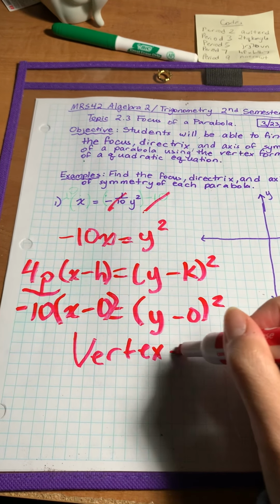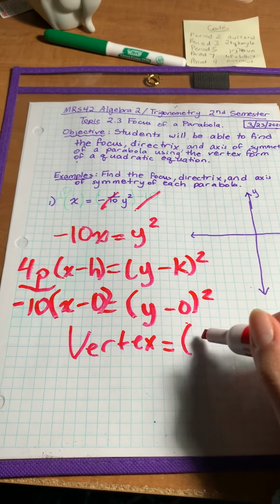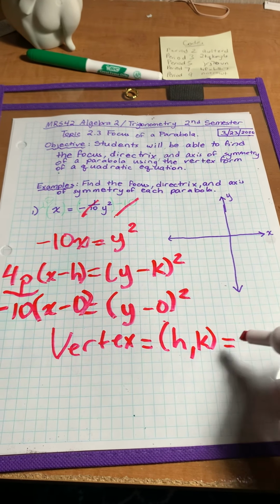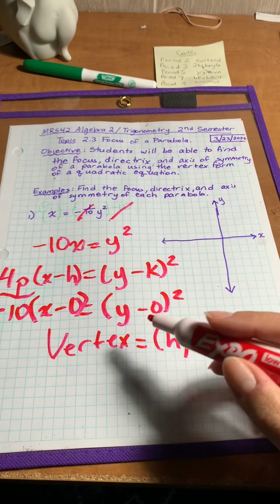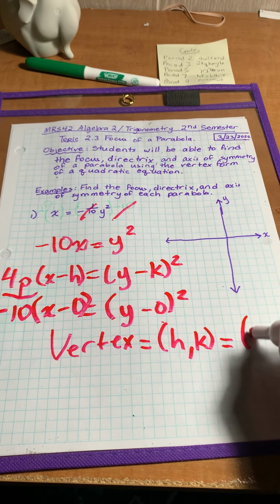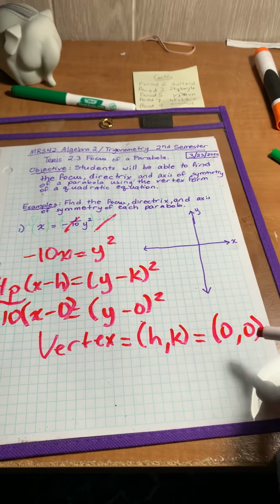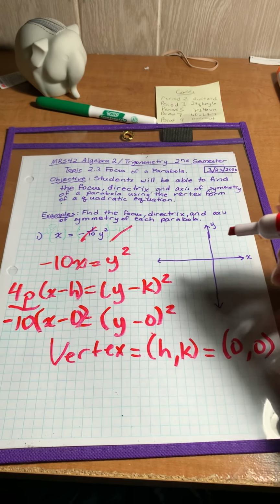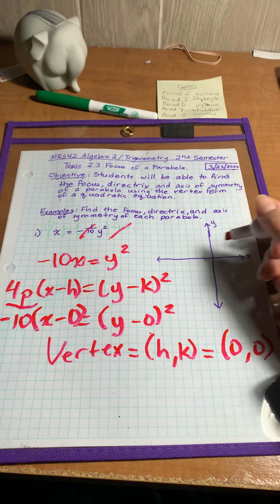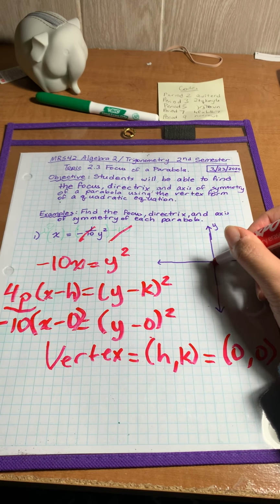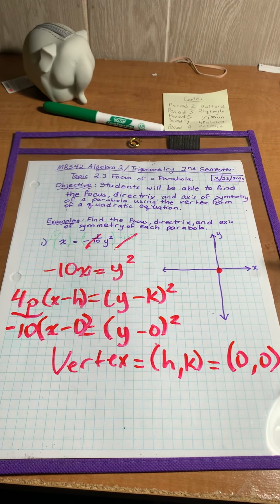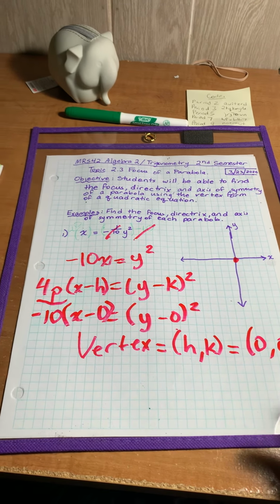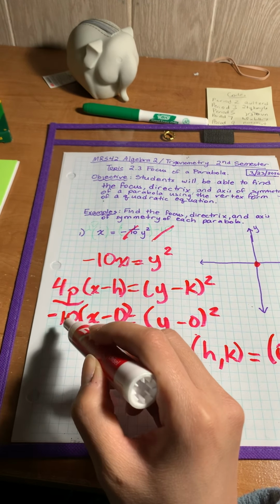So your vertex is always going to be whatever the numbers h and k are. They're going to give me the coordinates. Now, they're both 0, so I'm just going to write 0, 0. That is my vertex. Now, I could go ahead on my graph and mark down where 0, 0 is at. So 0, 0 is over here, right? It's the origin. And now I just want to go ahead and use this information over here.